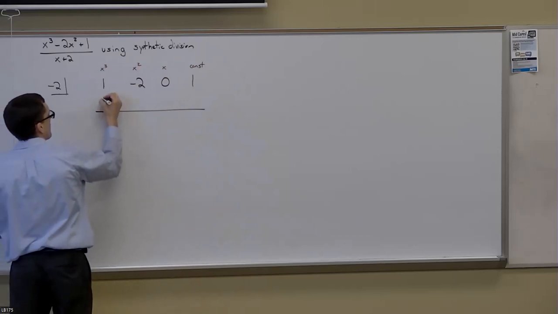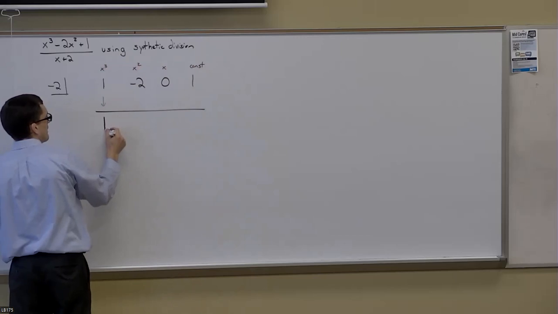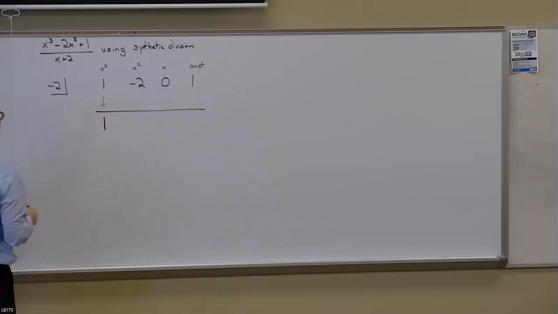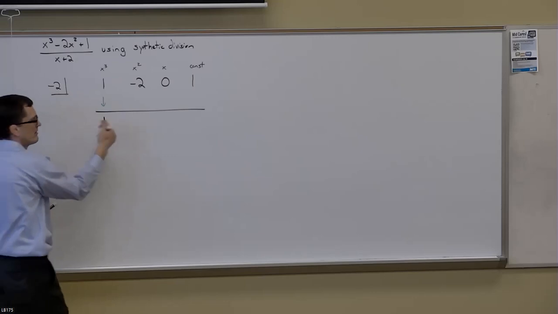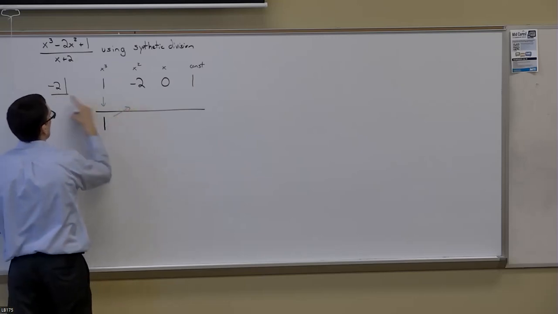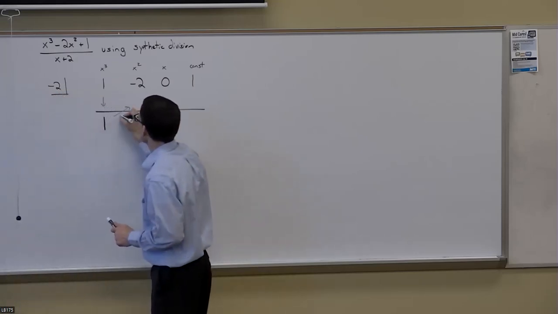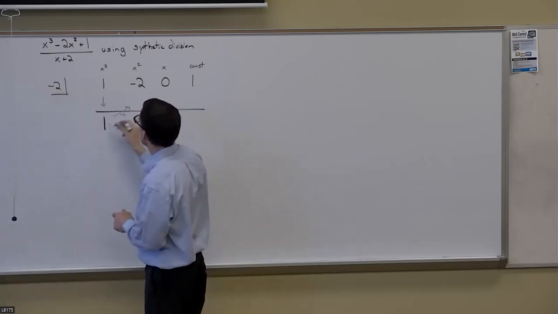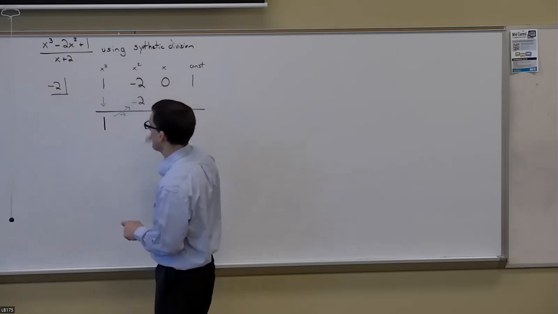And this is what I do. I drop the 1 down. I get a 1 here. I take negative 2 times 1. Now the negative 2 is coming from this guy over here. So we're timesing by negative 2. 1 times negative 2 is another negative 2. Then I add those two.